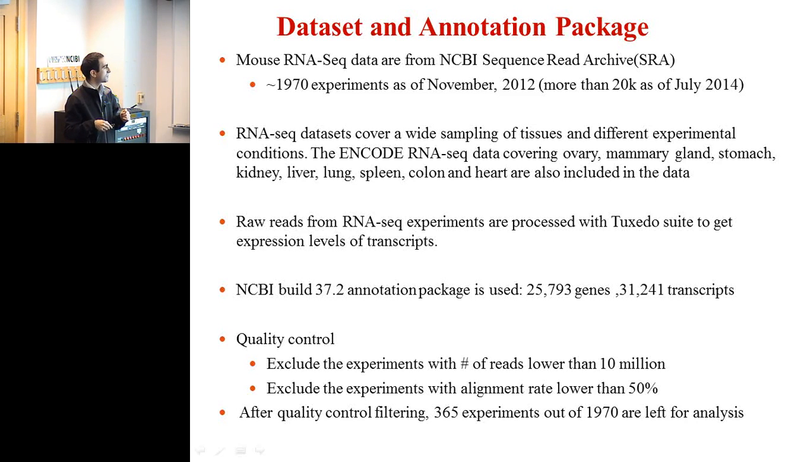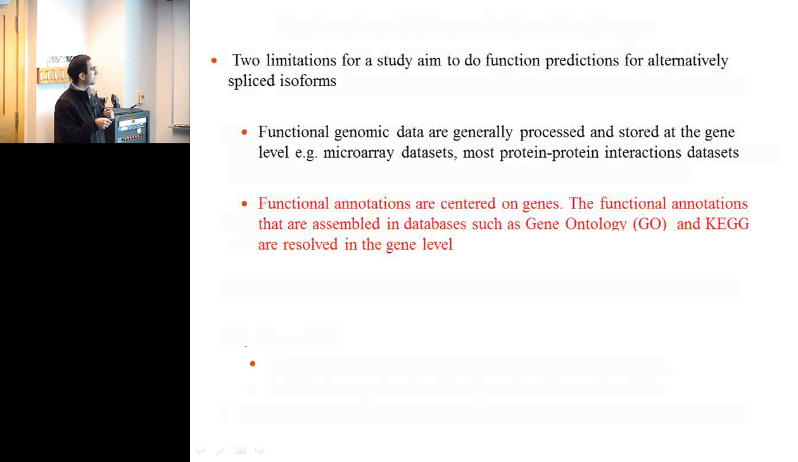And we processed them using the Tuxedo suite. After trying out different tools, we decided to use the TopHat and Cufflinks pipeline to get the abundance estimates for transcripts. And we used NCBI's annotation package, which has 20,000 genes and 30,000 transcripts. We did some quality control for the RNA-seq data and ended up using 365 experiments in this study. So this was the first. We now have functional genomic data at the transcript level.